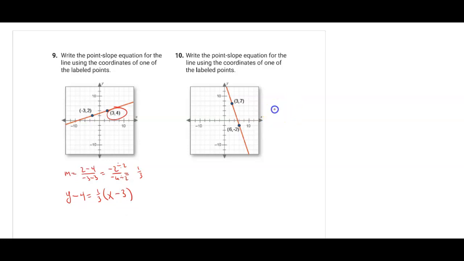Alright. Next one, if I go to find the slope, I'll start with this point. So we would do 7 minus -2 over 3 minus 6. Make that plus positive, I get 9 over -3. Now 9 divided by -3 is -3. Now I just pick a point, say 3, 7, and y minus 7 equals -3 times x minus 3.